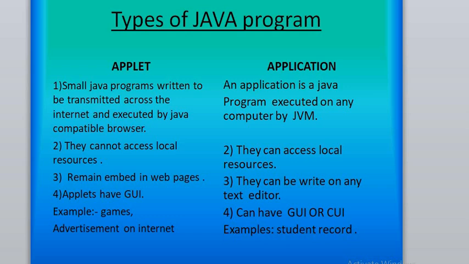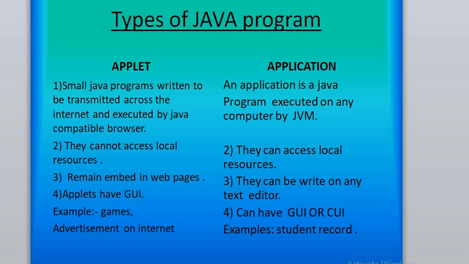So what are applets? Applets are basically Java programs which are written for an internet kind of environment, and for downloading and execution on the viewer's machine, the viewer's machine needs a browser. Applets cannot access local resources. It means once you download the applet on the viewer's machine, these Java programs cannot modify or access the local files of the machine. And as they are internet based programs, they remain embedded or open in web pages.